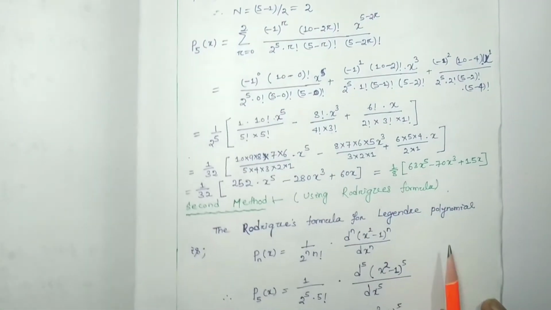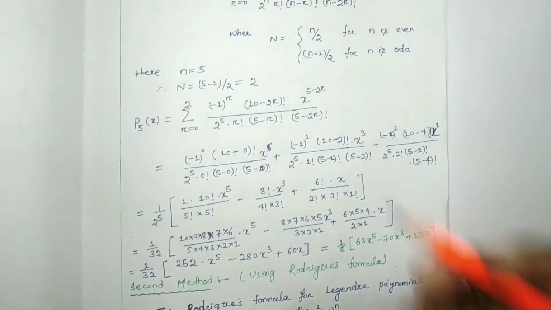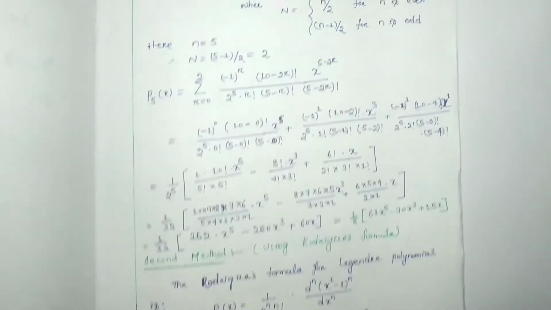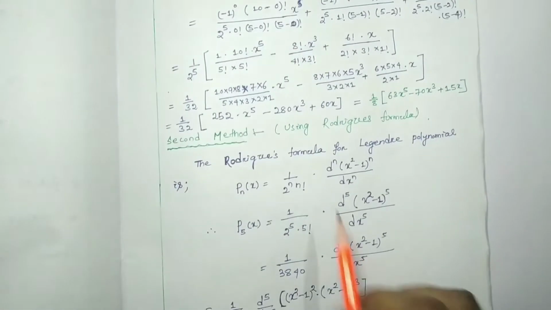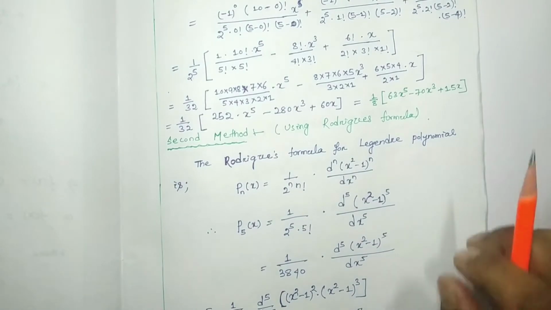Okay, same thing. Now the second method, using the Rodrigues formula. See, if it is asked in your exam, you can do it either way, either this way or by using the Rodrigues formula. Which one will be easy for you? You can choose that method.